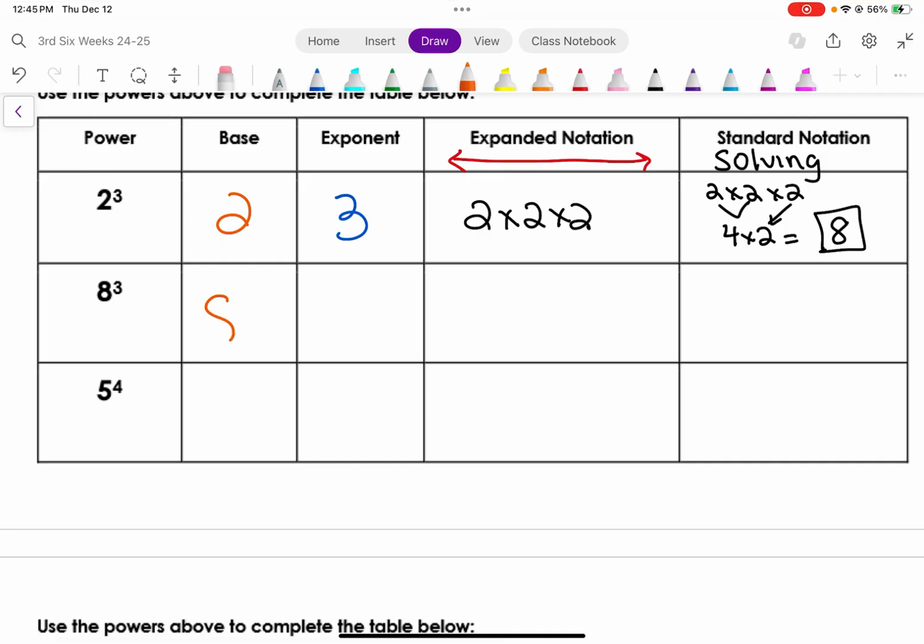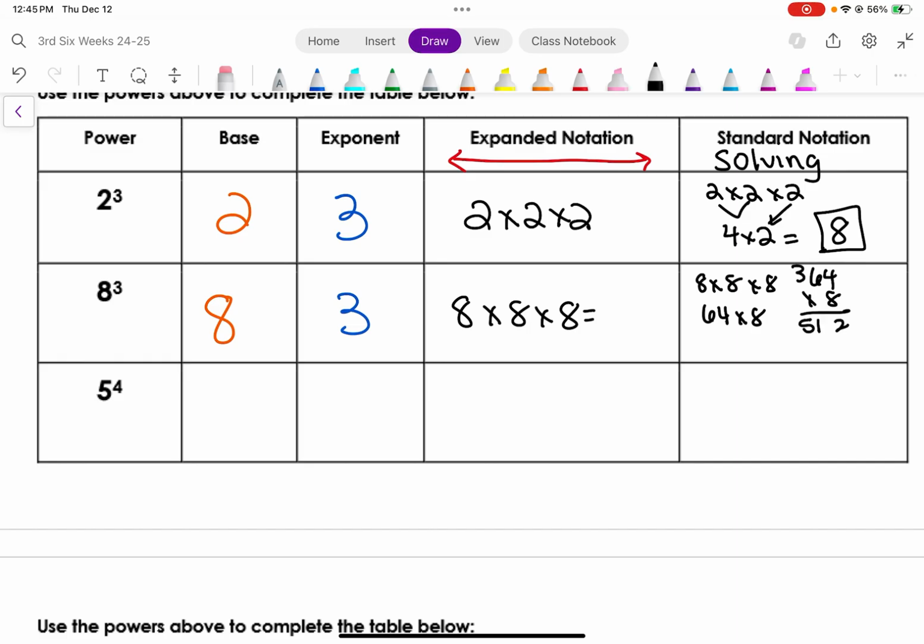Next, I have 8 to the third power, which means I'm going to do 8 times 8 times 8, which looks like 8 times 8, which is 64, times 1 more 8, which means I'm going to do 64 times 8, which my solution here would be 512.